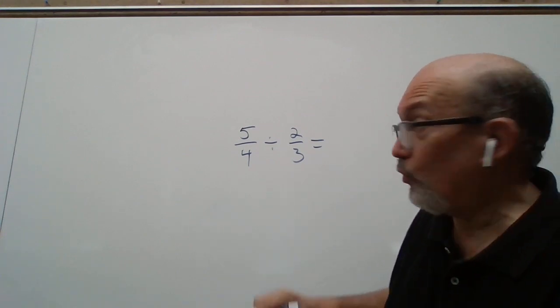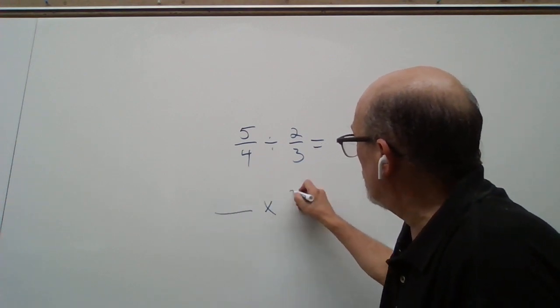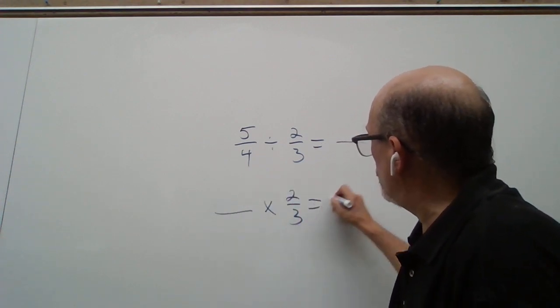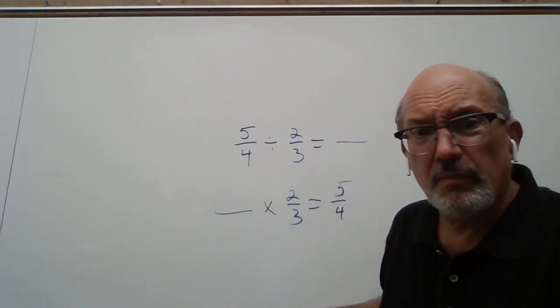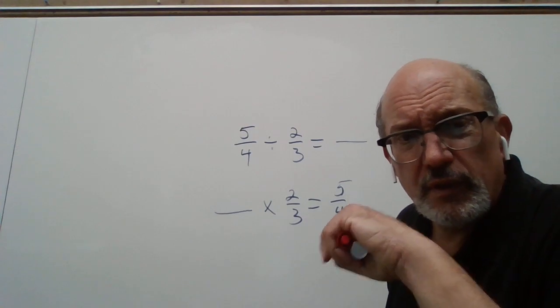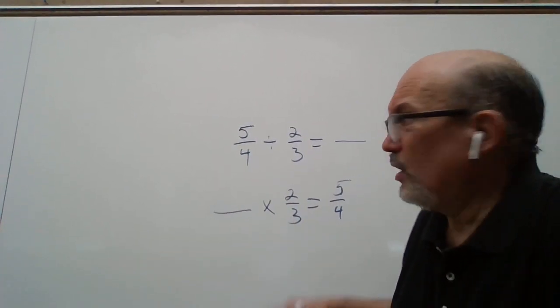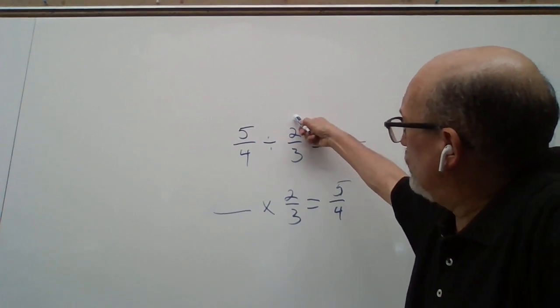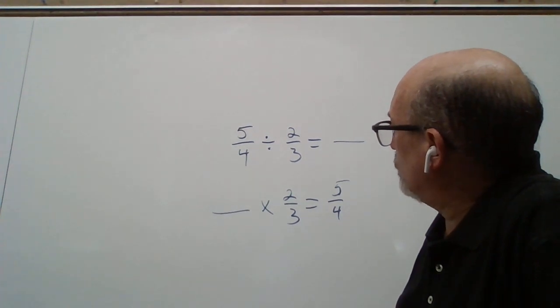Let's, as we did before, build whatever the fraction is that we need to multiply 2/3 by to get 5/4, right? The definition of division, and then comes the great truth of equal fractions. What do you multiply 2/3 by to get 5/4? Every division is really a question about multiplication.